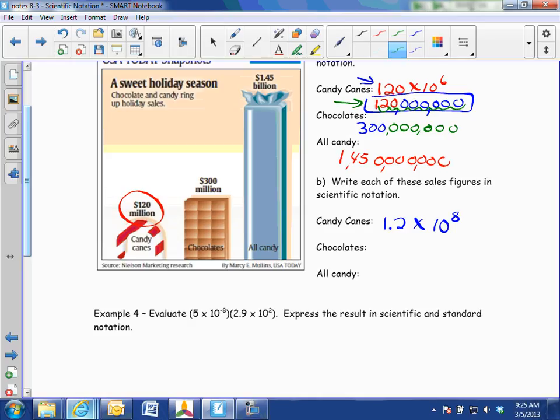Okay, and why didn't I put this 0 there? You don't need it. Right, at the end of the decimal, it doesn't matter. So yeah, okay, good. Chocolates. 3 times 10 to the 8.